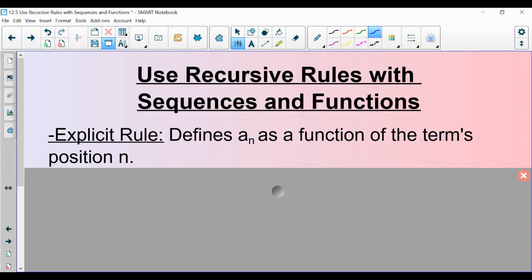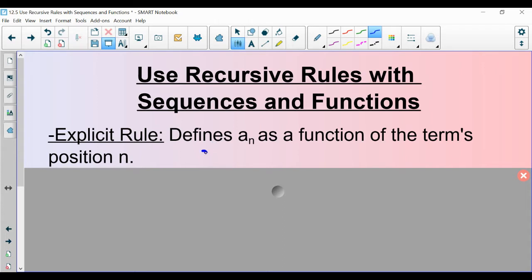Explicit rule. I haven't used this term yet, but if I give you an explicit rule, I am defining a sub n as a function of the term's position n. So let's think of an example to help us to illustrate what this would look like.